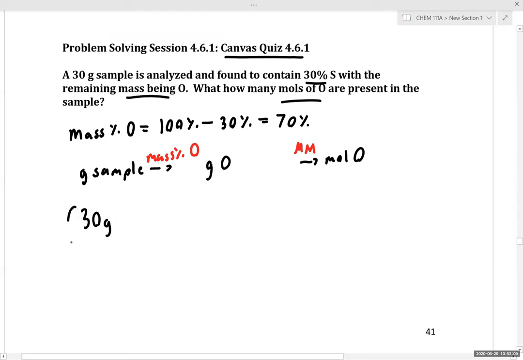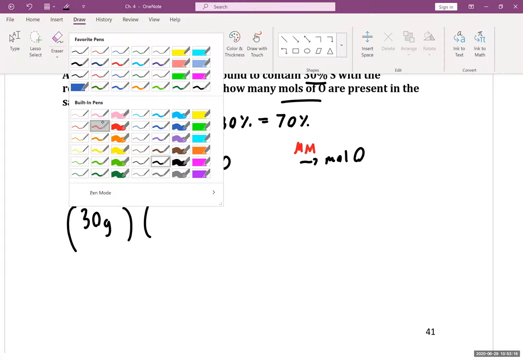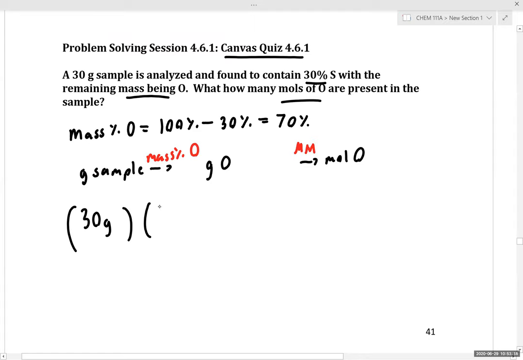So we have 30 grams of sample. For the mass percentage of oxygen, we know that we have 70 grams of oxygen for every 100 grams of sample. Our grams of sample cancels.